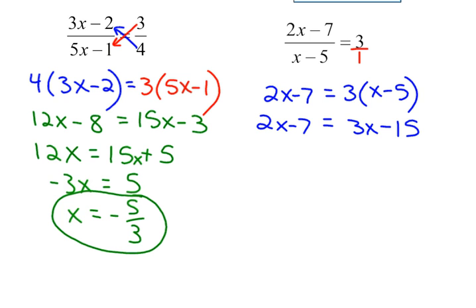Correct. So now we can add the 7 to both sides, so we're going to get 2x equals 3x, and negative 15 plus 7 is negative 8. So subtract 3x from both sides, so that'll leave us with negative 8 on the right side. 2x minus 3x is negative x. Finish up by dividing both sides by negative 1, and we get x equals 8.